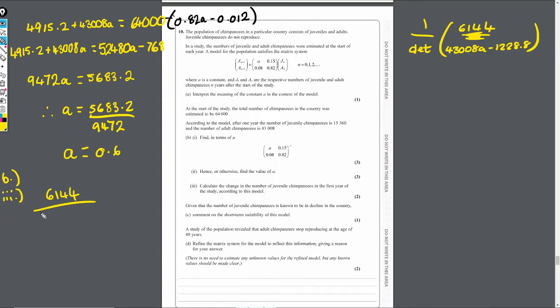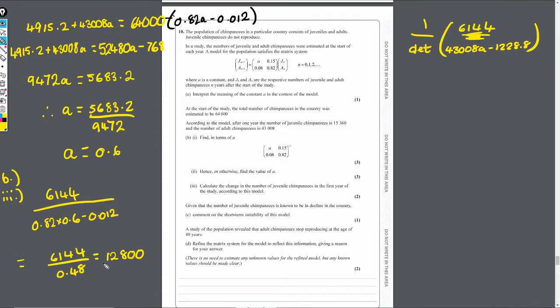So this will be 0.82A, so that's 0.6 for A, because that's what we worked out here, minus 0.012. Okay, put this on your calculator. What you'll get is 6,144 divided by 0.48. And if you put that in on your calculator, what you get is 12,800. So there were 12,800 chimps.